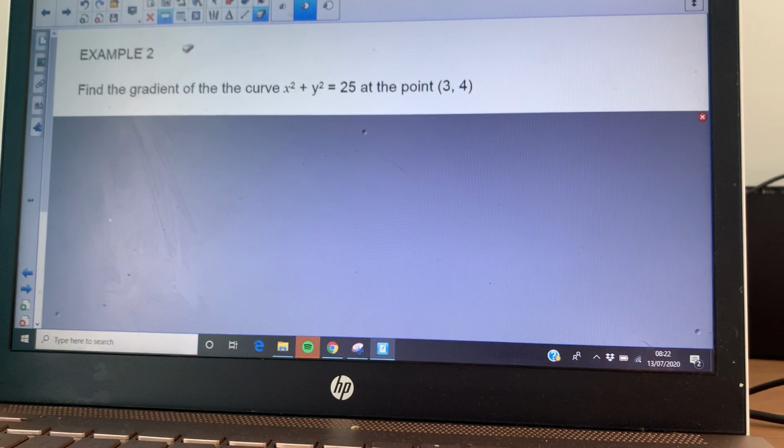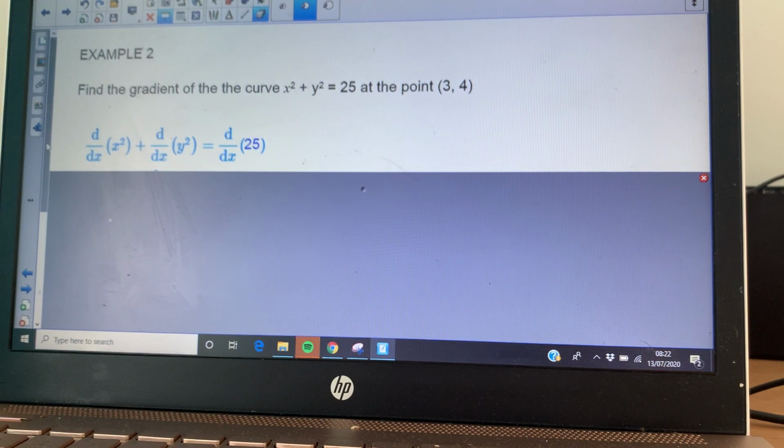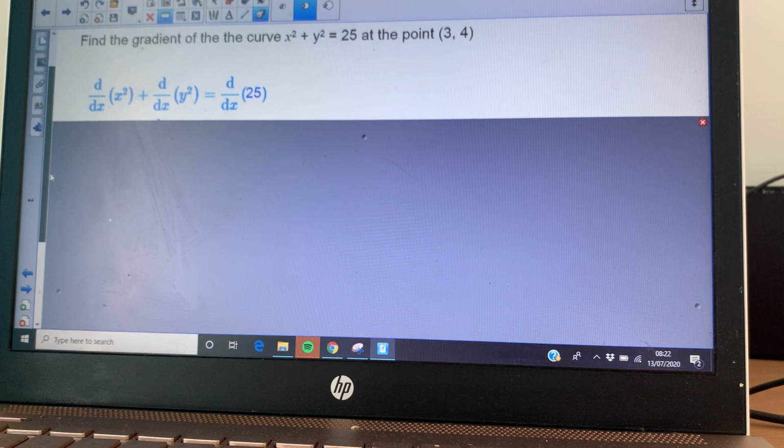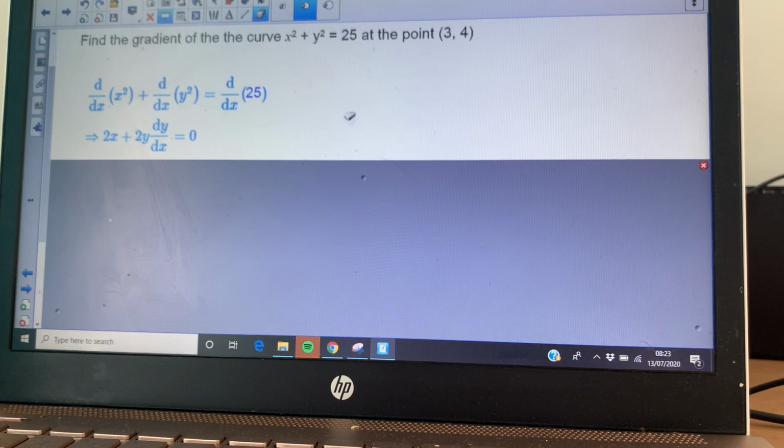Right, example 2. Find the gradient of the curve x squared plus y squared, that's off your circle, equals 25, at this point here. So differentiate. This bit's taken from the textbook, so you can see they're going nice and steadily. They differentiate everything with respect to x. So the x squared becomes 2x. The y term you differentiate with respect to y, and then times by dy/dx equals 0.